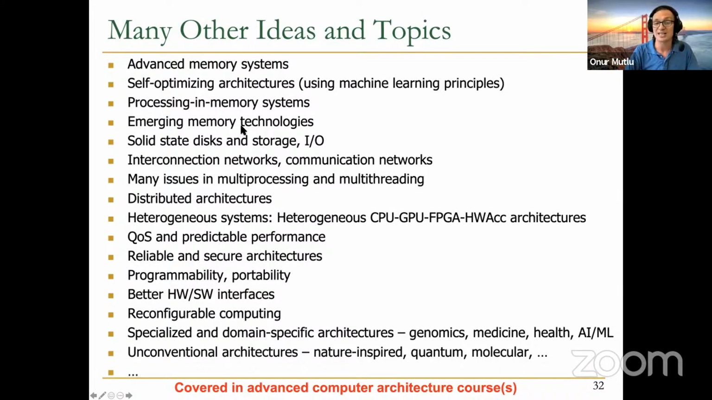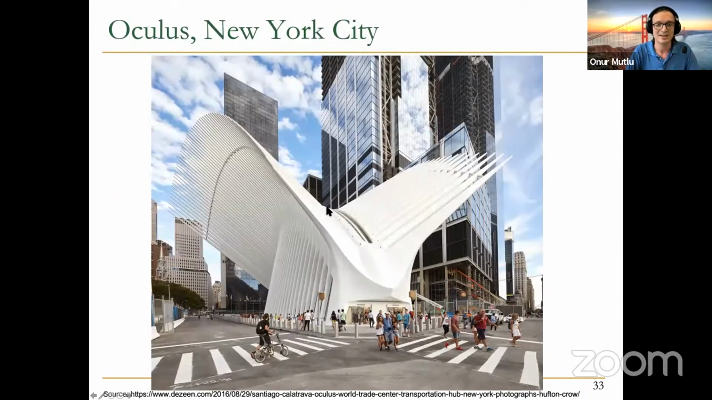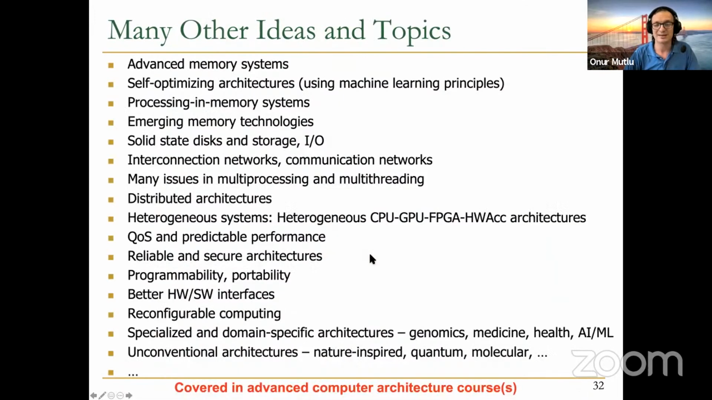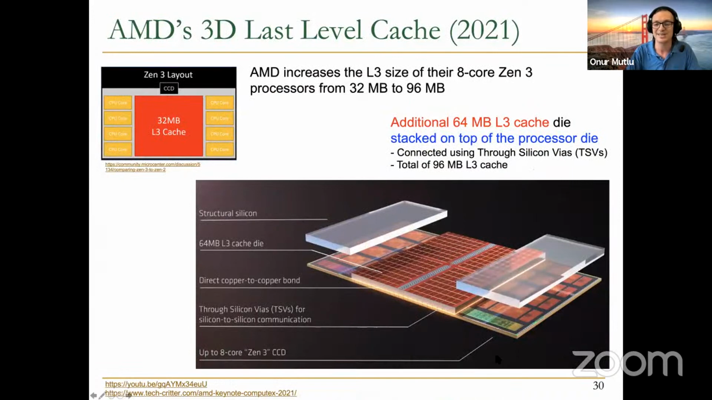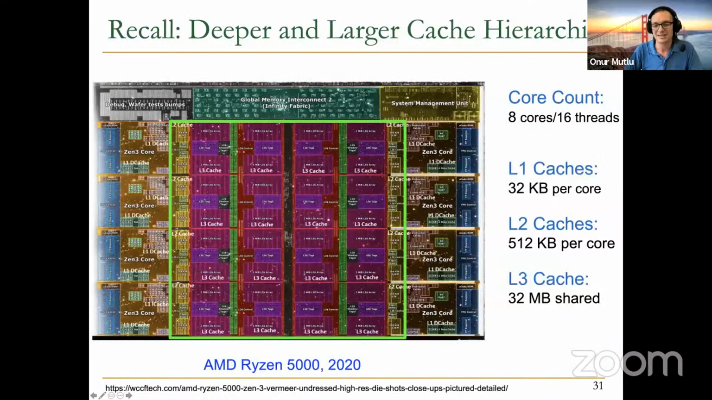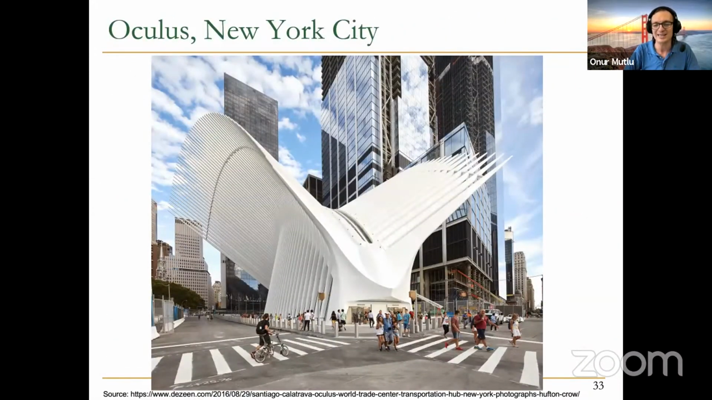But emerging memory technologies, I introduced phase change memory a little bit, but we didn't really go into a lot of detail. Solid state disks, interconnects, which is a missing part, and many other issues over here that I'm not going to talk about. And a lot of this is covered in advanced computer architecture courses and the seminar courses that I'm going to mention later on. But a lot of the things, actually, these things were criticized in the past, right? The 3D caches, for example, saying that these are high cost, but they provide you a principled design in some way. And in a sense, they're similar to this Oculus in New York City that I used in my earlier lectures.